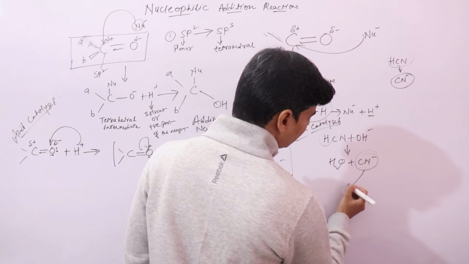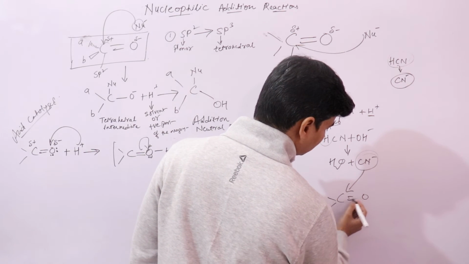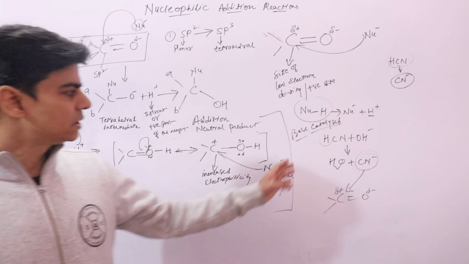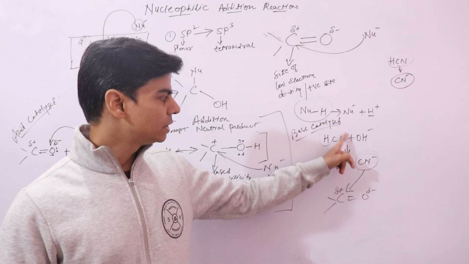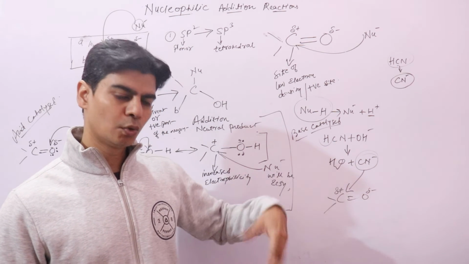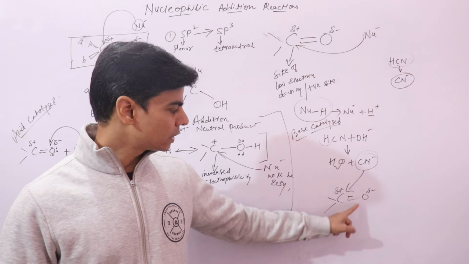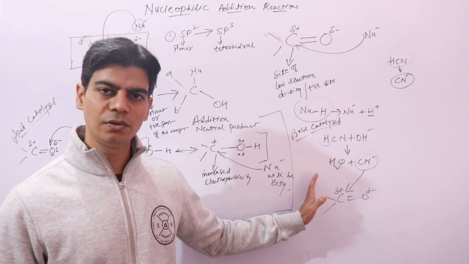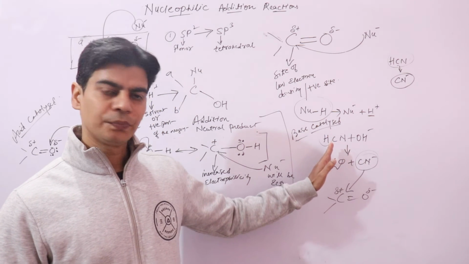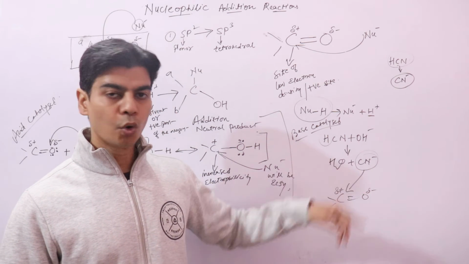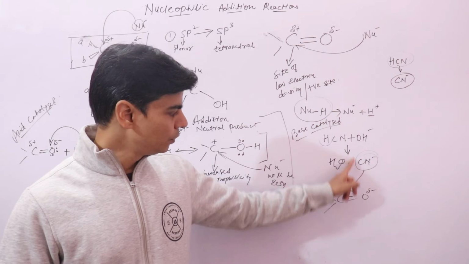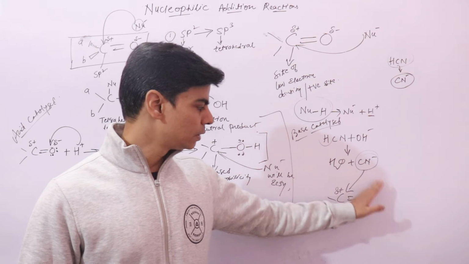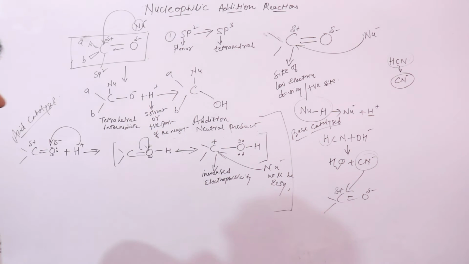Now this CN minus will attack your carbonyl carbon, because this is positive, this is negative, right? So basically in base catalyzed reactions, it is promoting the formation of your nucleophile. So you have more nucleophile now, which will attack your carbonyl carbon. So it's just helping this reaction. It's not initiating the nucleophilic attack, it's just helping the reaction by producing more nucleophile, which will attack the positive part of the carbonyl group, which is your carbonyl carbon, and this way it promotes the reaction, right?